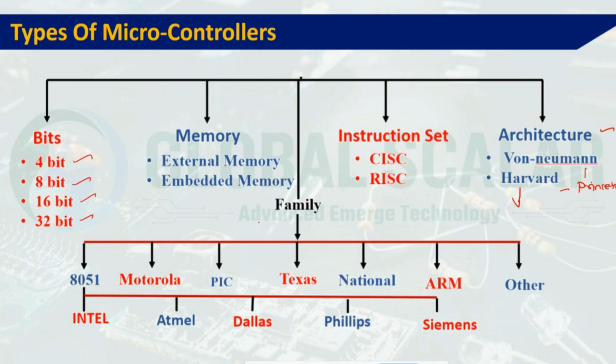There are many families that started manufacturing microcontrollers, like the 8051, which evolved first. Intel, later Motorola, started working on the designing of microcontrollers, and Texas Instruments, Philips, National Instruments, ARM, and Siemens. There are many other manufacturers who started designing microcontrollers, and they have their own architectures.